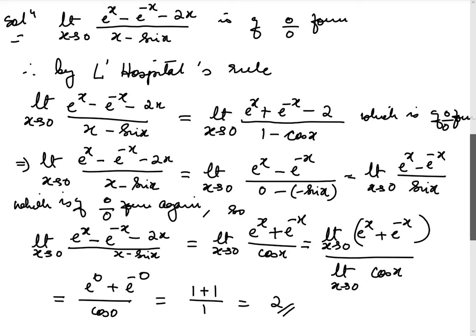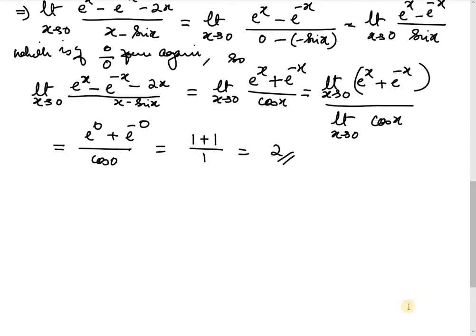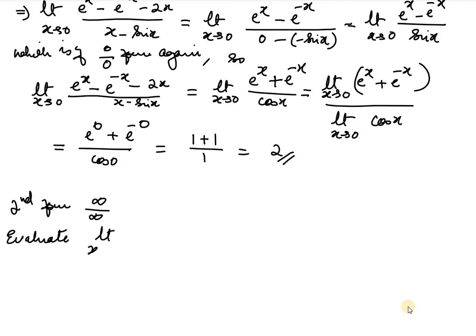Now let me solve one more problem, which is of that second form, infinity by infinity form. Okay, so let us evaluate this problem. Limit x tends to pi by 2 of log of (x minus pi by 2), whole thing divided by tan x.